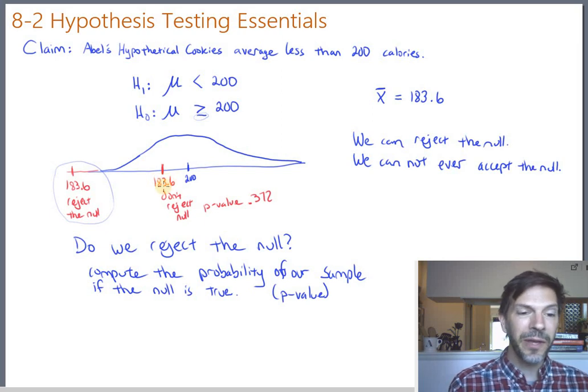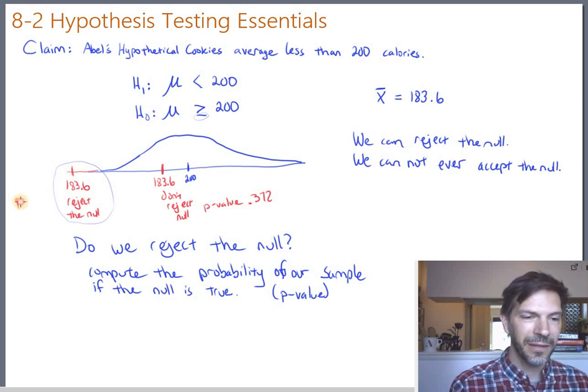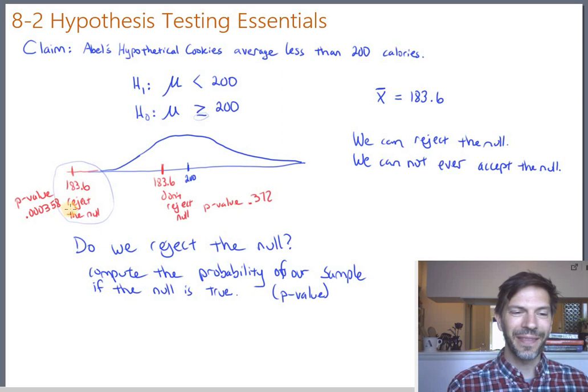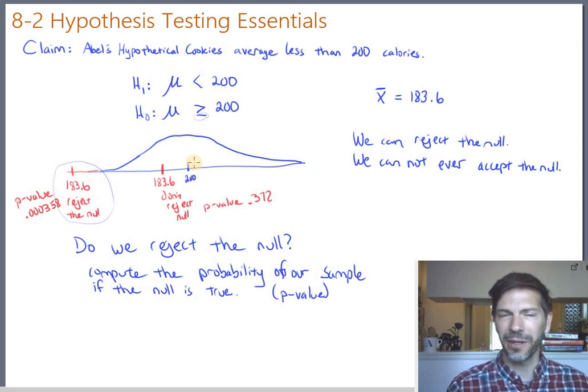Okay. On the other hand, if it turns out that 183.6 lives over here on the curve, this probably has a p-value like 0.0003558. In other words, you'd say if the average is really 200, getting a 183.6 is extremely unlikely. And that's the point where you say, I am going to reject the null. This incredibly unlikely thing happens. It seems more likely that 200 is not the right number.